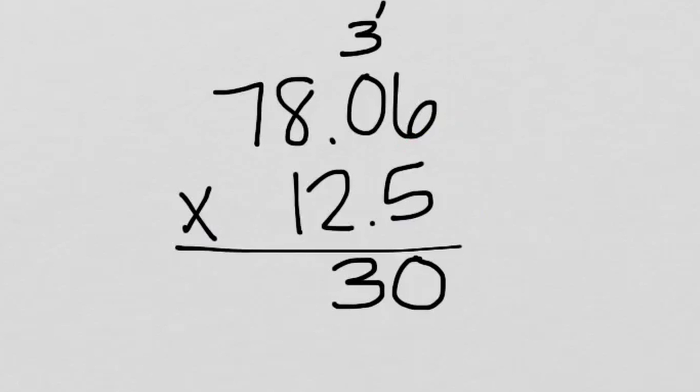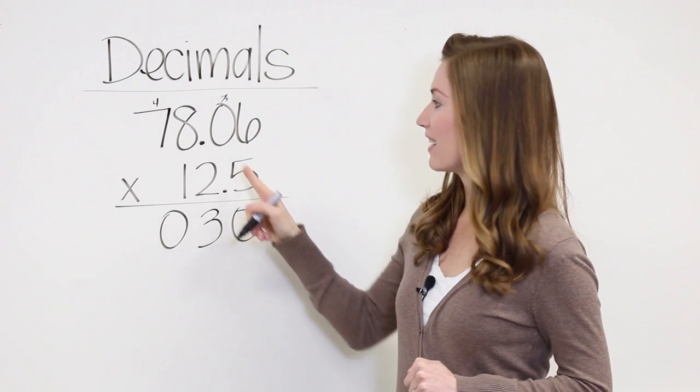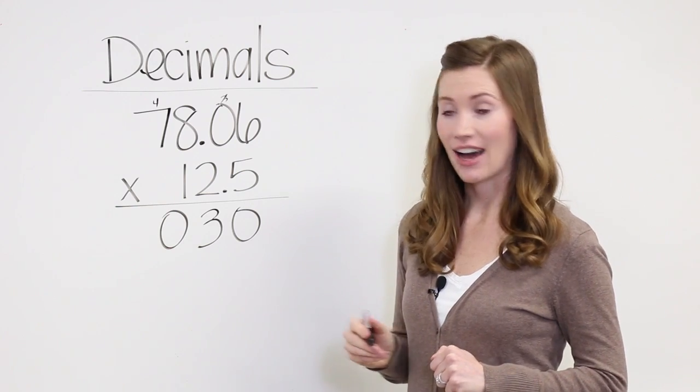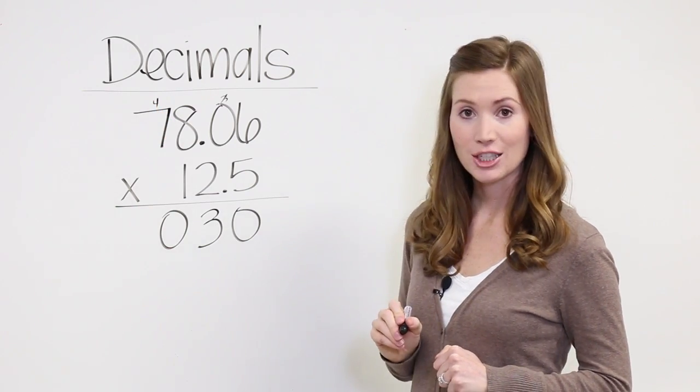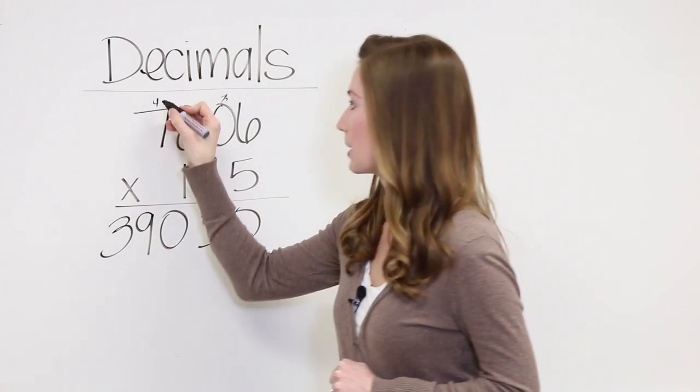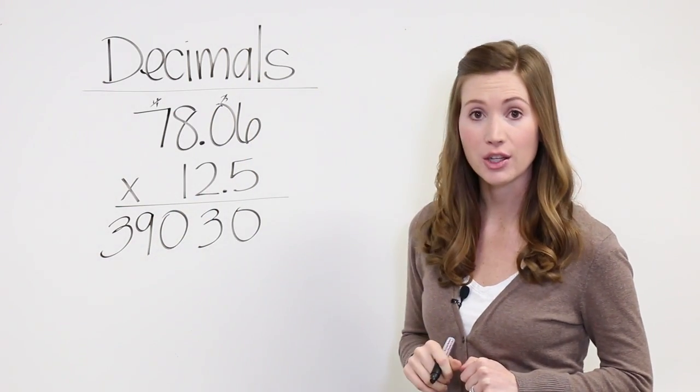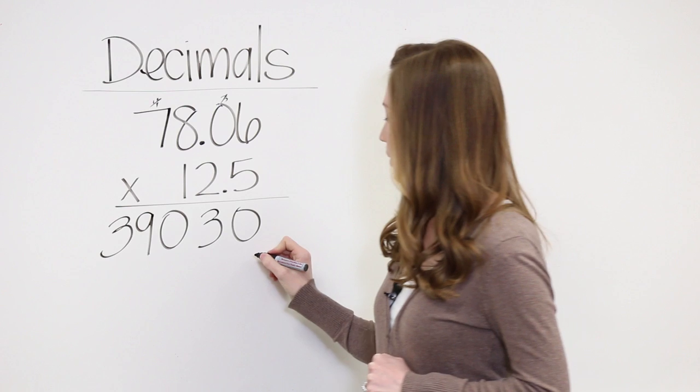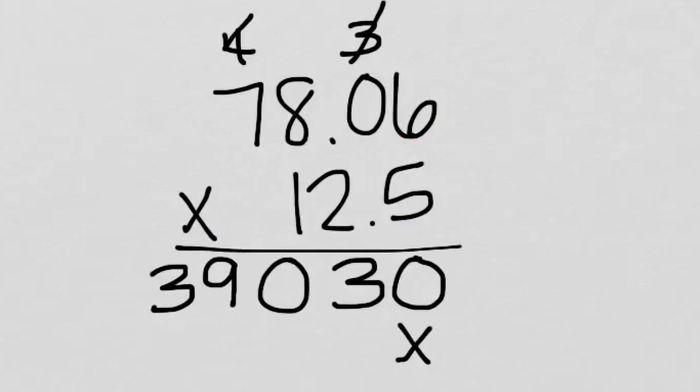I'm going to cross off my 3 so I know I've already used it. 5 times 8 is 40. We write the 0 and we carry our 4. 5 times 7 is 35, plus 4 is 39. Again, I'm going to cross out my 4 so I know I've already used it. Now we need a placeholder. We're done with our tens place and we're moving on to our ones place in our second number.